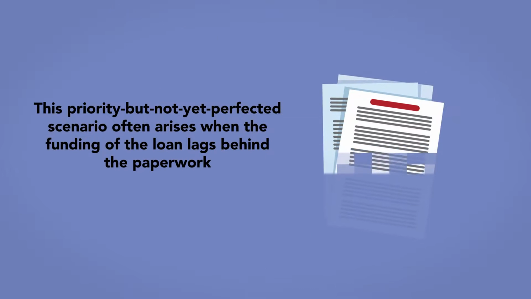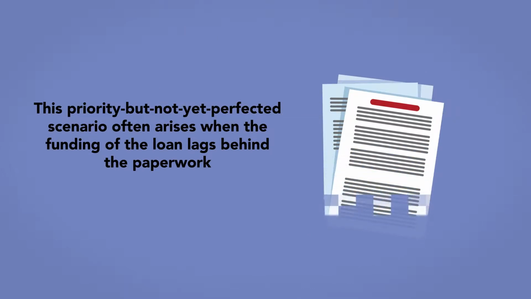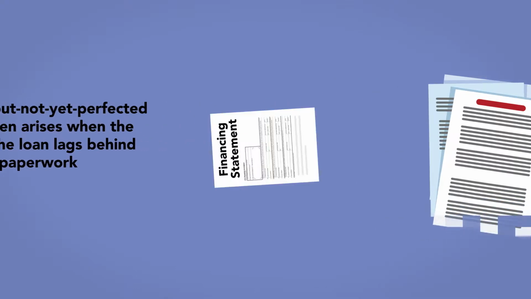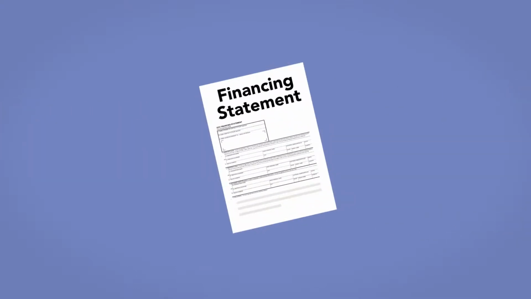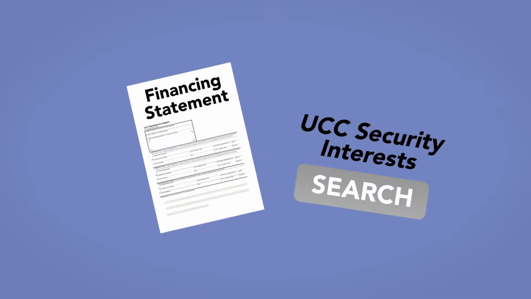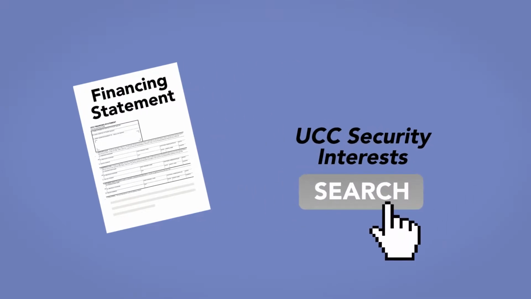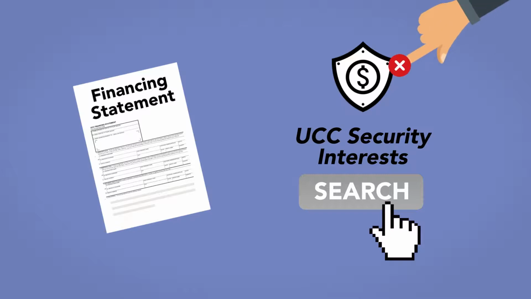This priority but not yet perfected scenario often arises when the funding of the loan lags behind the paperwork. The filed financing statement is key to this priority determination because a UCC search should reveal the security interest to a judgment creditor, enabling other parties to avoid the encumbered property.